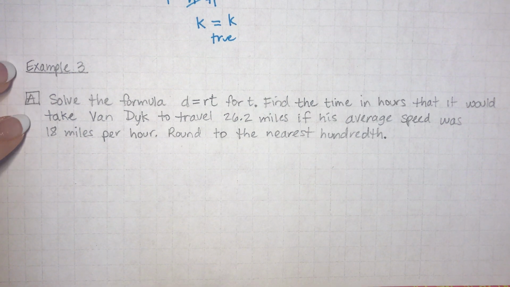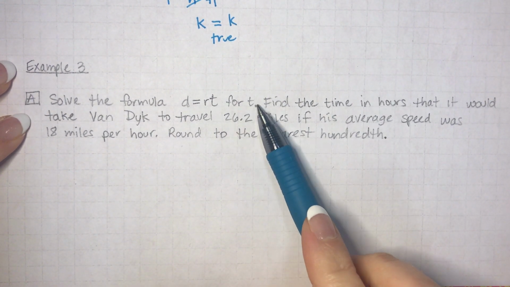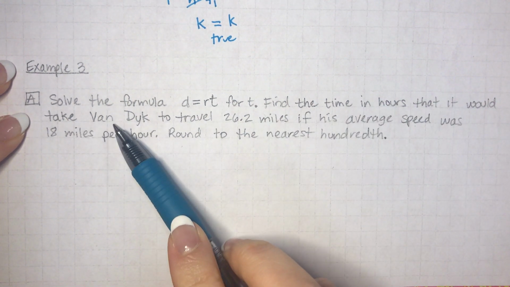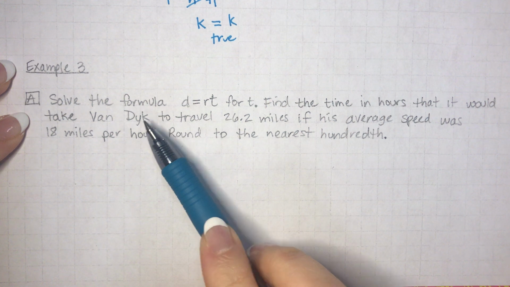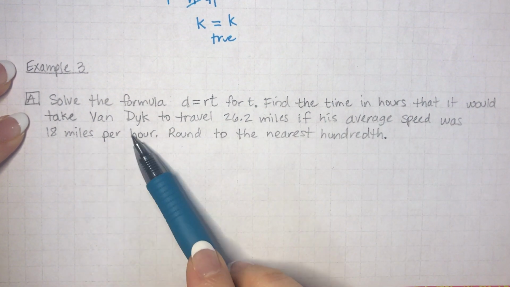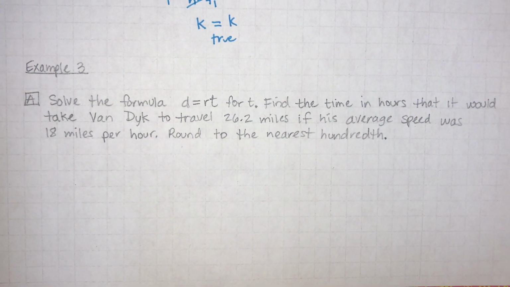So we are going to solve the formula D equals R times T for T. Then we're going to find the time in hours that it would take for Van Dyke to travel 26.2 miles if his average speed was 18 miles per hour. And then we're going to round to the nearest hundredth. Okay, so there's quite a few steps here.